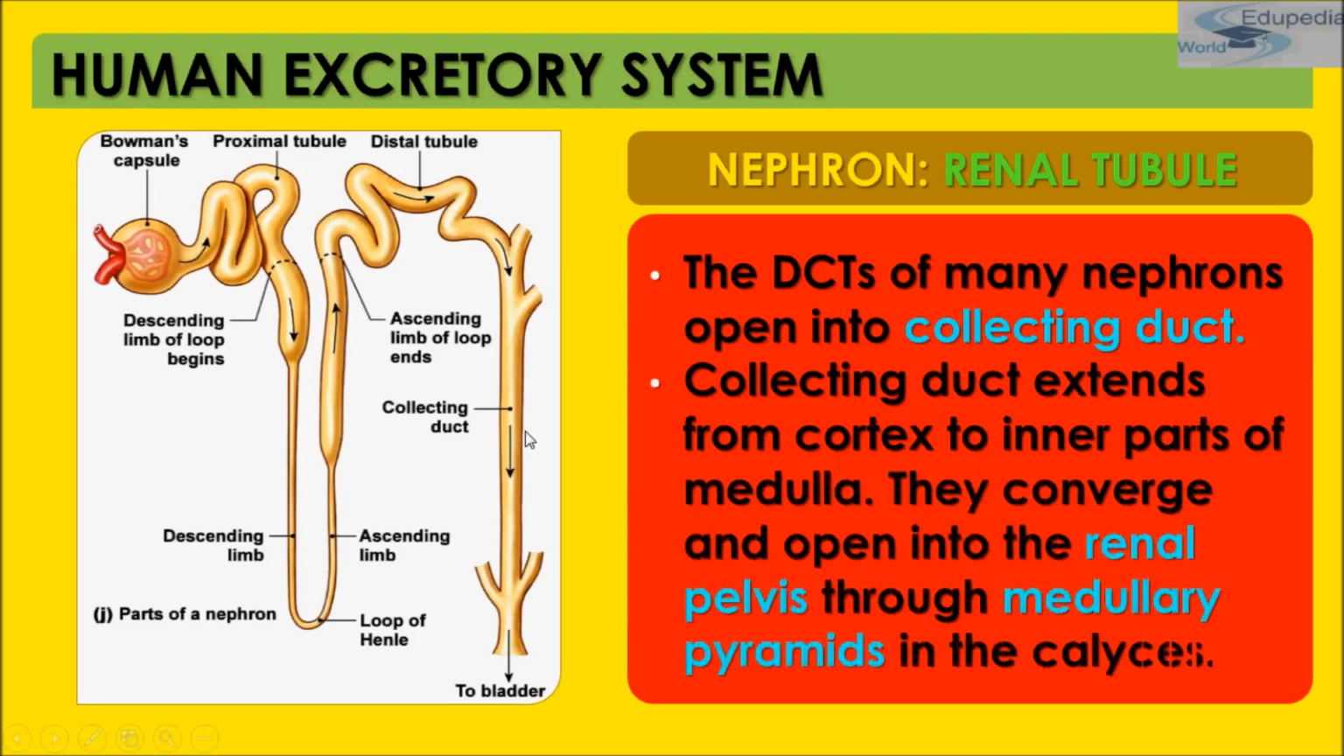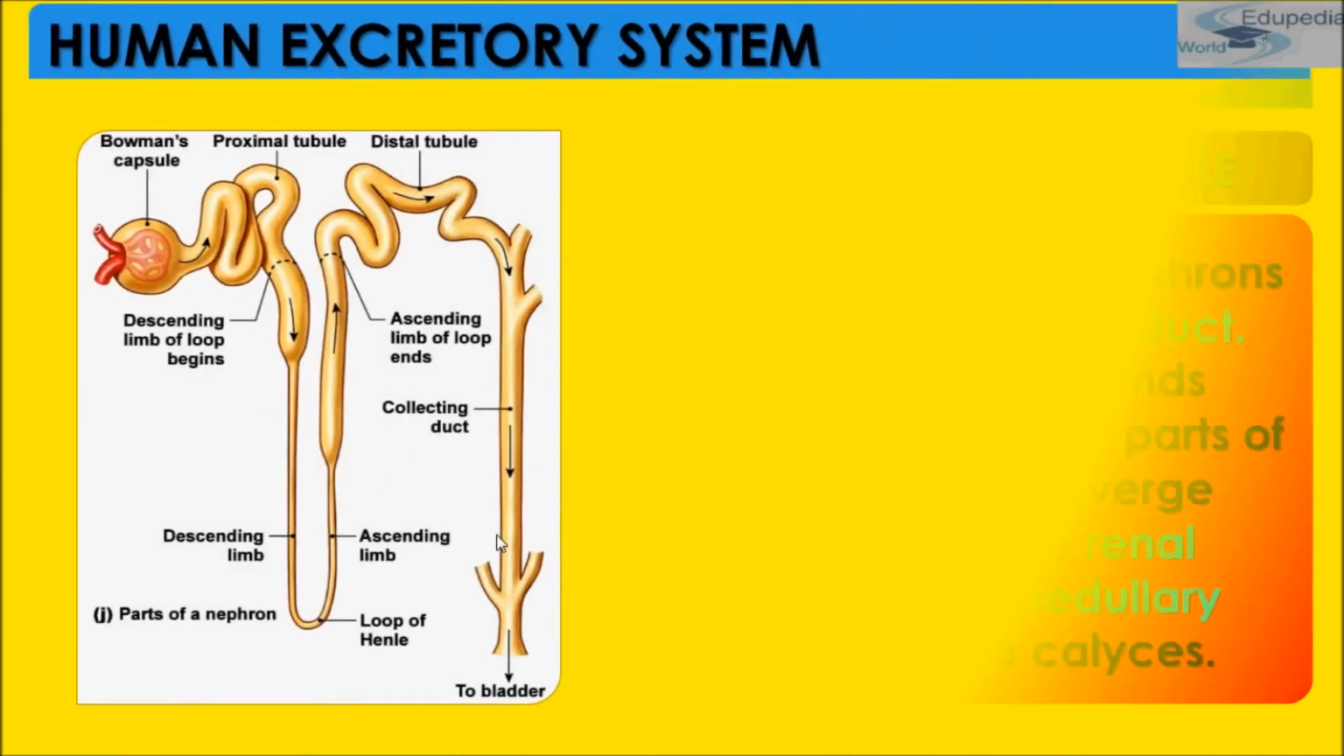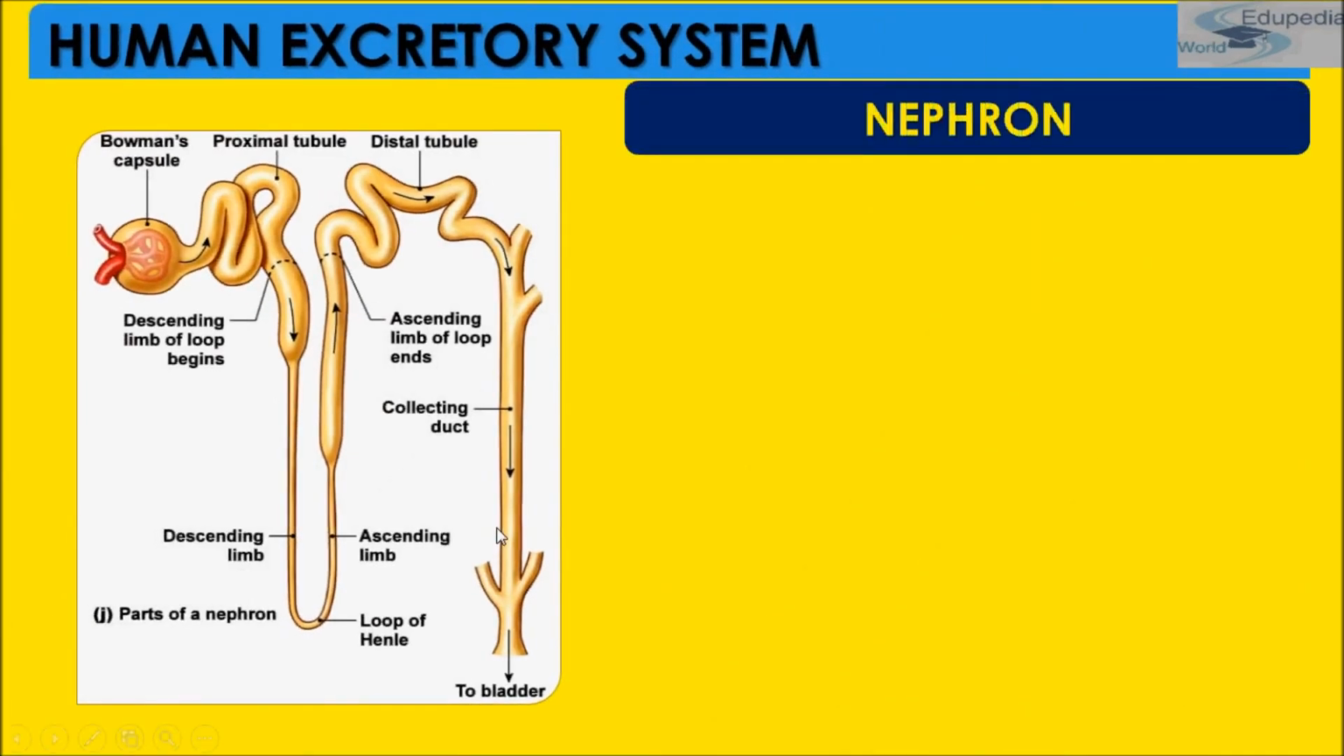Then comes the distal convoluted tubule, that is DCT. This is the distal convoluted tubule. Of many nephrons, they open into the collecting duct. Then this is the collecting duct. So the collecting duct extends from the cortex to the inner part of the medulla, and they converge and open into the renal pelvis through medullary pyramids in the calyces, as I have shown you in the previous diagram.